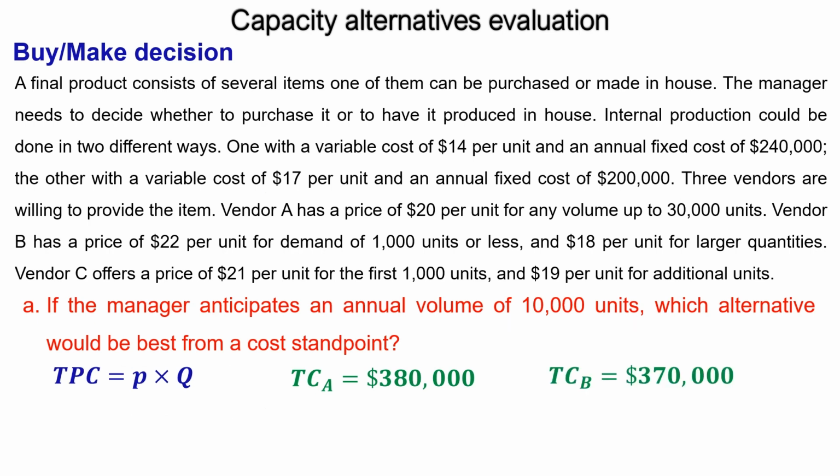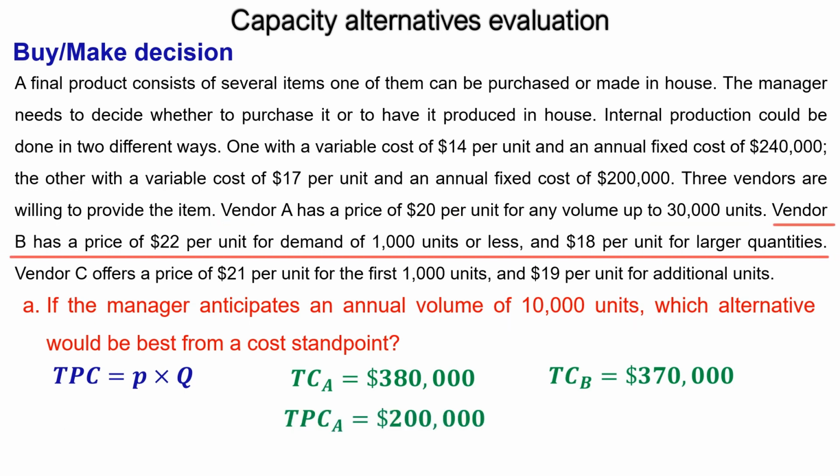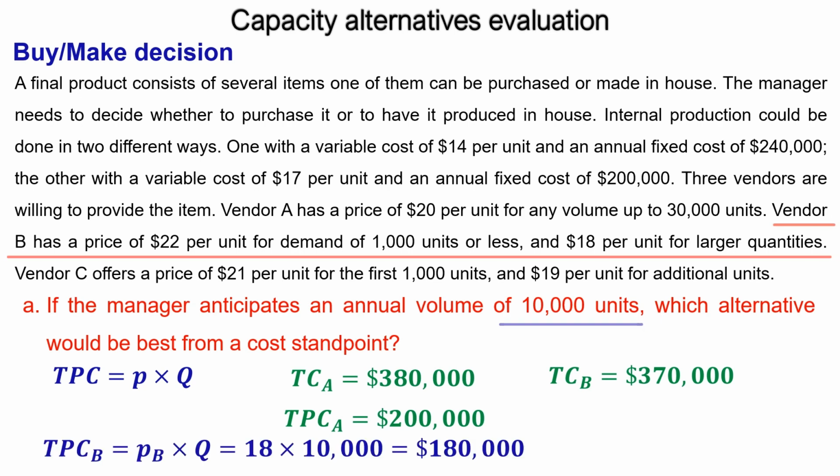$370,000. Now, calculate the total purchasing cost, which is equal to P multiplied by Q, where P is the unit price. For vendor A, the unit purchasing price is $20 for Q less than or equal to 30,000 units. So, TPCA equals 20 multiplied by 10,000 equals $200,000. For vendor B, he offers 2 prices, $22 if Q is less than or equal to 1,000 units and $18 if Q is more than 1,000 units. As Q equals 10,000 units, TPCB equals 18 multiplied by 10,000 equals $180,000.